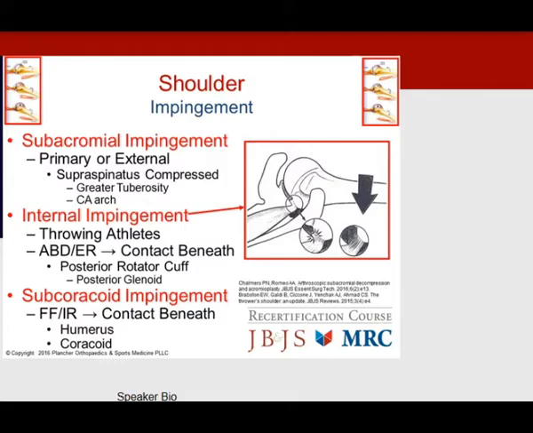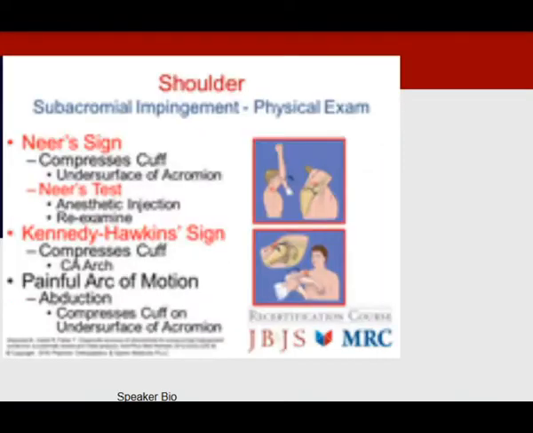Impingement comes in 3 varieties these days. You can think of external, or the classic, or primary subacromial impingement, where the supraspinatus is compressed under the greater tuberosity or the CA arch. In throwers, I want you to think of internal impingement in abduction and external rotation, where there's contact of the posterior rotator cuff and the posterior glenoid.